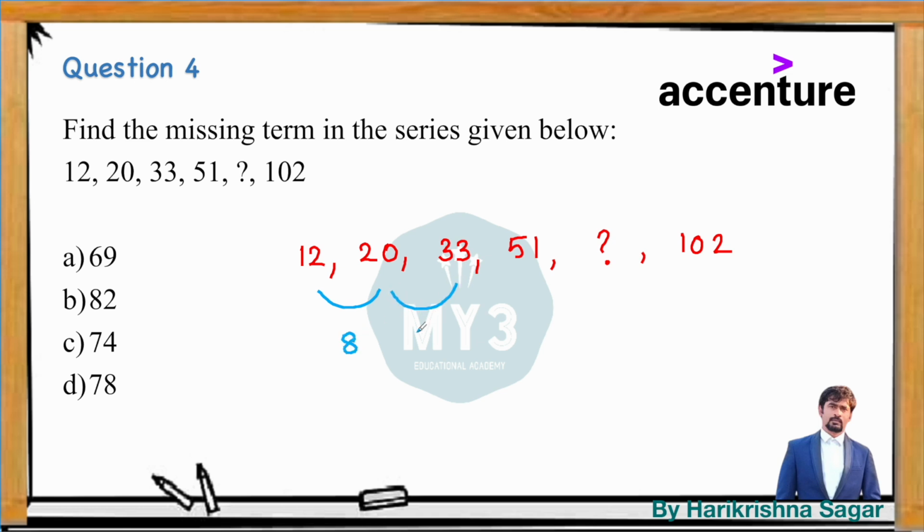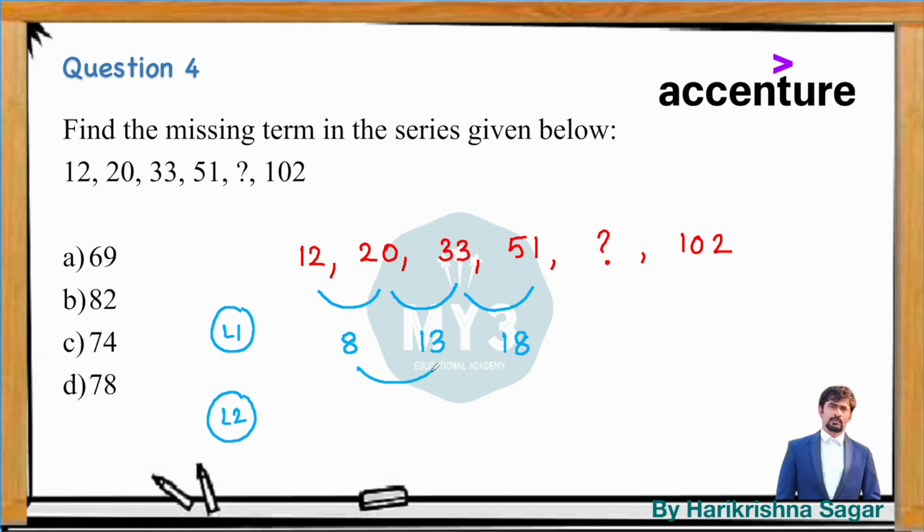20 to 33, there is a difference of 13. 33 to 51, there is a difference of 18. So exactly, I didn't understand what is the logic being followed in the level 1 of difference. That's the reason I am going with the second level of difference.